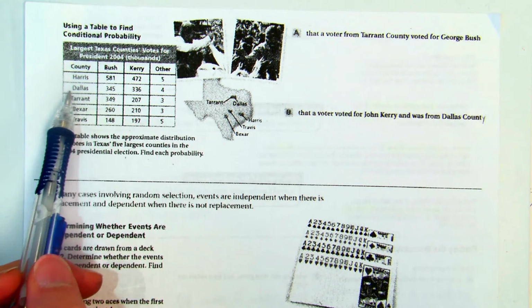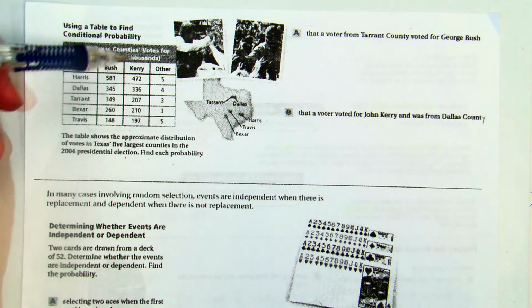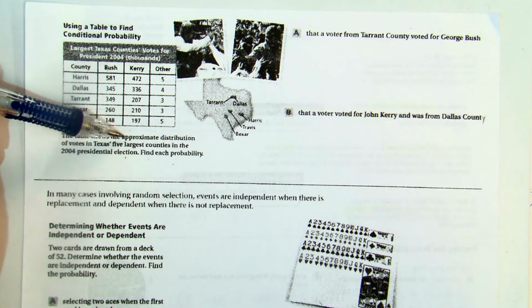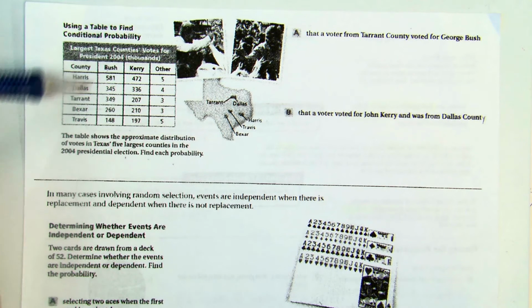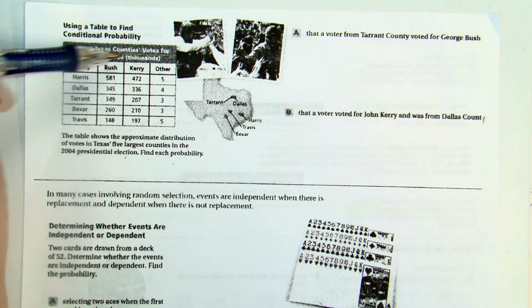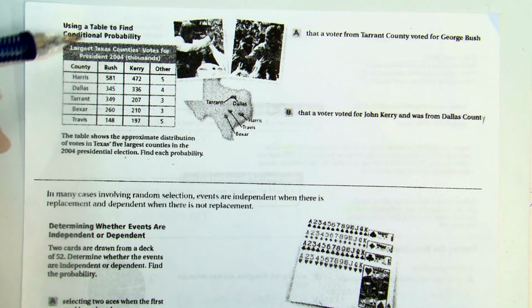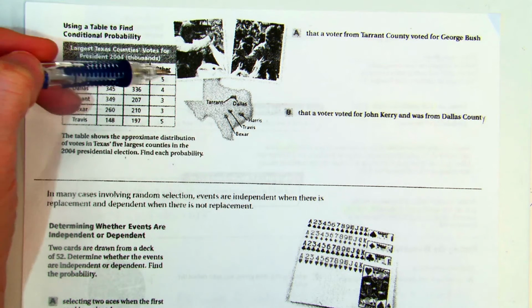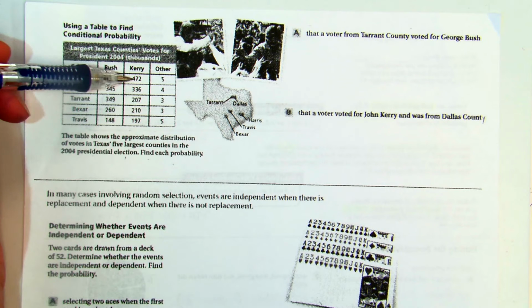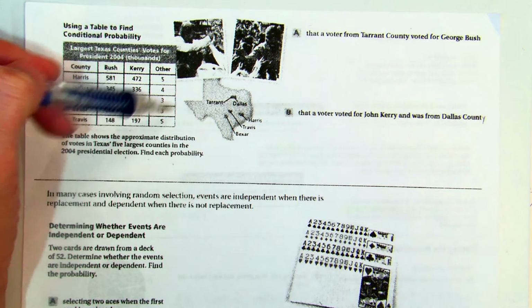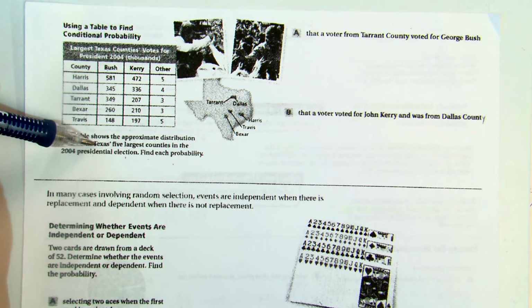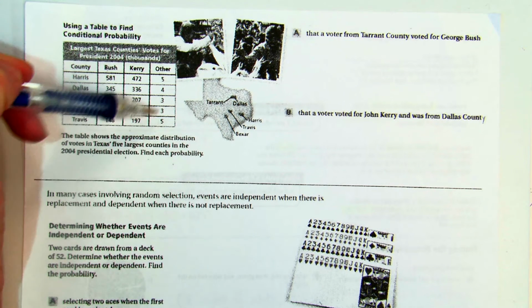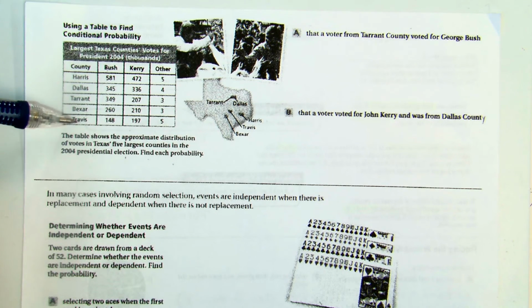Sometimes you may be only asked about Harris County, or you may be asked about Dallas County, or you may be asked about Kerry votes, or you may have to talk about the total votes. So pay attention to what the question asks for. You may only want to talk about a certain county of votes for Kerry, or a certain county votes for Bush, or you may want to know all of the Kerry votes total. Just pay attention to what the question asks for so you know what numbers you have to add up. So let's go look at this first question.